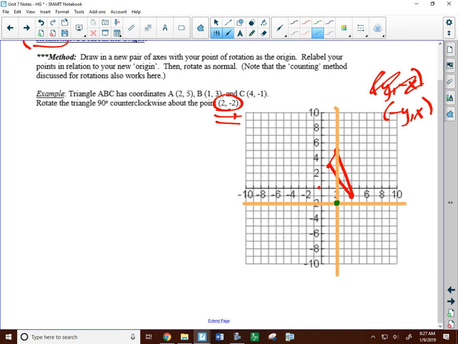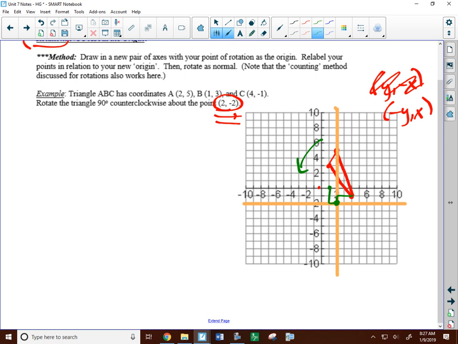Now, if you do the counting method, it's already set up. Like if I do this point right here, up 1, right 2, and 90 degrees counterclockwise would be this direction. So then I go along this axis, up 1, right 2, and I'd be right there.